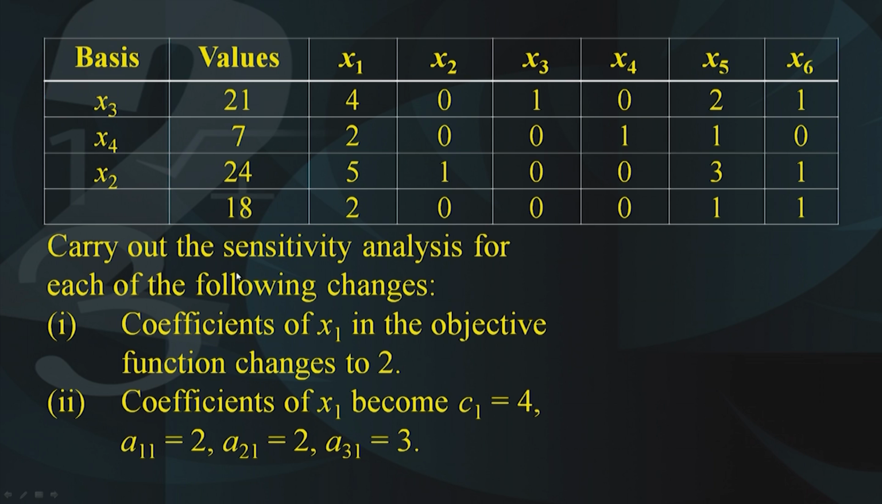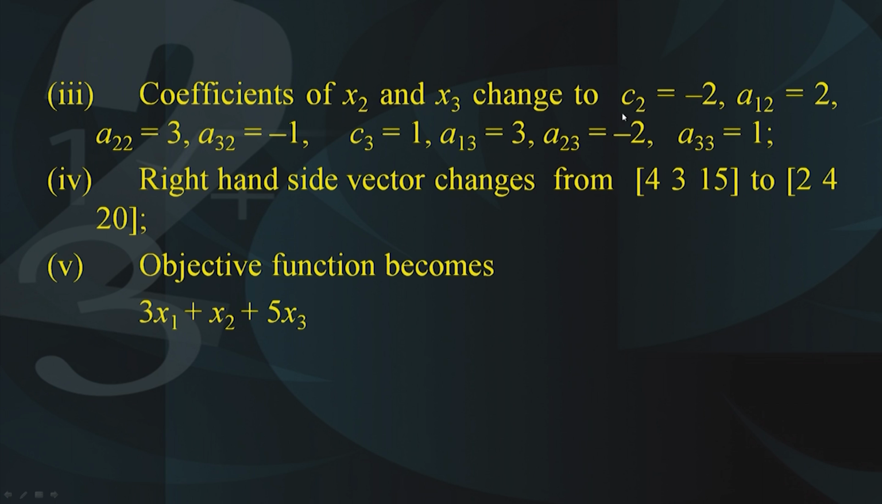Now, the question says carry out the sensitivity analysis for each of the following changes. Number 1, the coefficient of x1 in the objective function is changed to 2. Second part is the coefficient of x1 becomes C1 equal to 4 and A11 equal to 2, A21 equal to 2 and A31 equal to 3. Third part is the coefficients of x2 and x3 changed to C2 equal to minus 2, A12 equal to 2, A22 equal to 3, A32 equal to minus 1, C3 equal to 1, A13 equal to 3, A23 equal to minus 2 and A33 equal to 1.